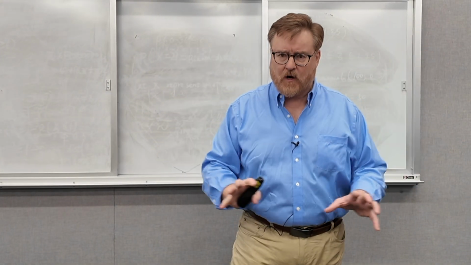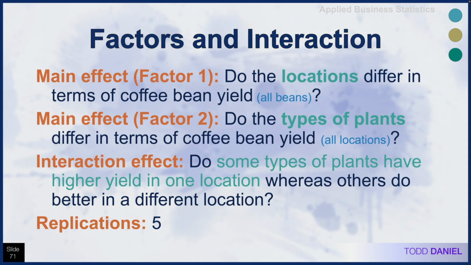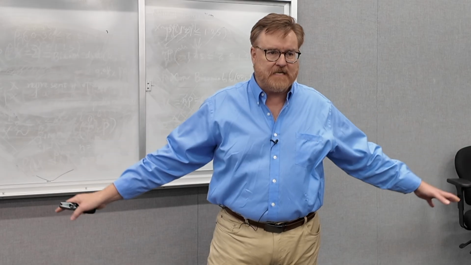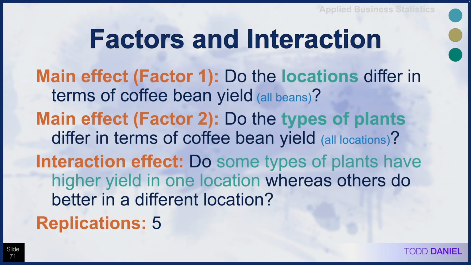So let's review our sources of variability. We're looking for, is there a main effect for factor 1? Do the locations differ in terms of bean yield? Forget about type of beans. Is there a specific location where the beans grow better? Main effect number 2 has to do with the type of beans or type of plants. Do they differ in their yield across all of the locations?